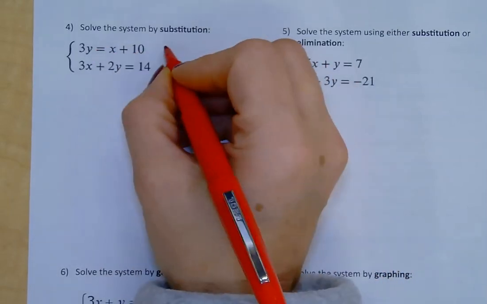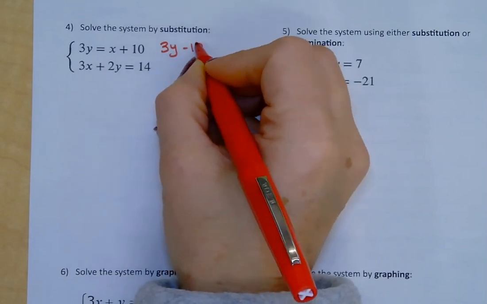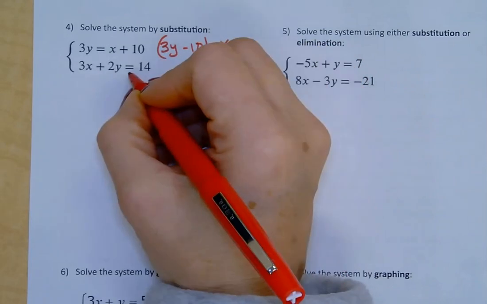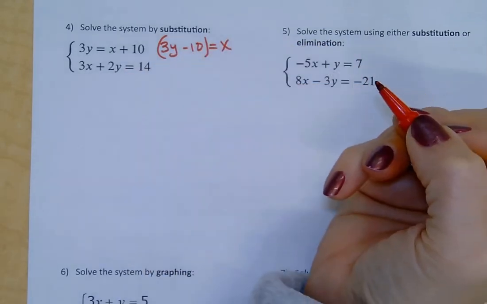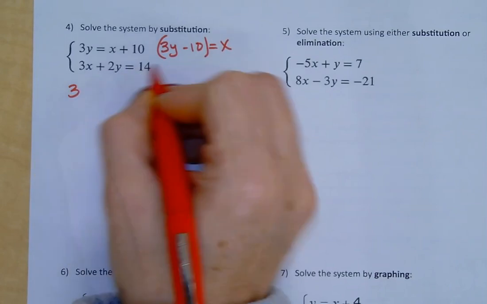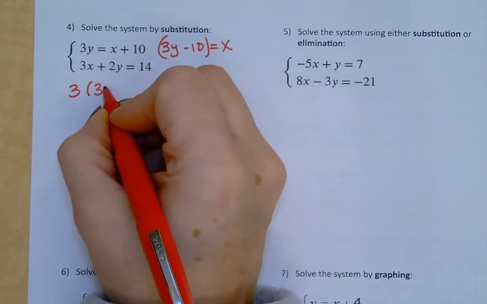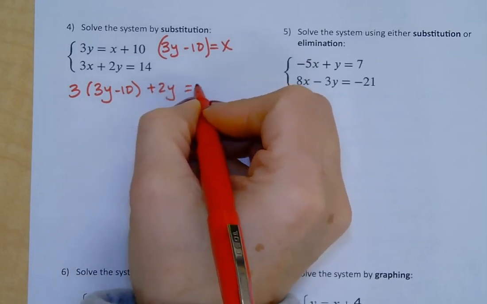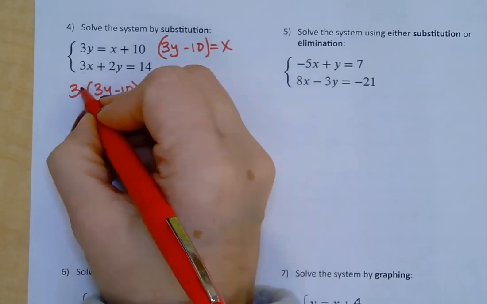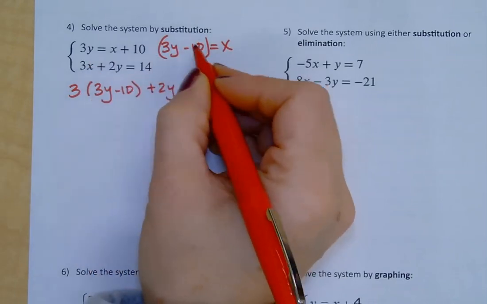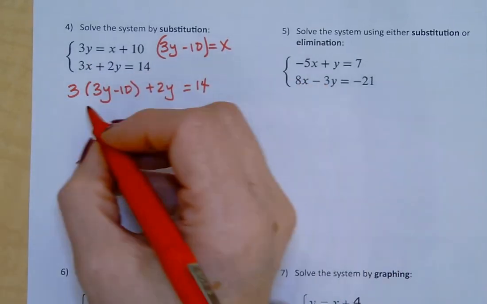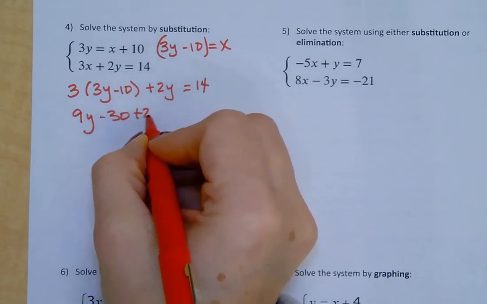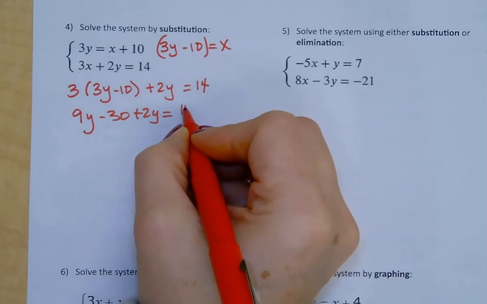So I'm just going to subtract 10 from each side. 3y minus 10 equals x. Now I know all of that equals x, so I'm going to plug it in to the next equation that I haven't used yet. So instead of 3x, I'm going to say 3 times (3y minus 10) plus 2y equals 14. Instead of 3 times x, I know x also equals all that, so I'm just substituting that in. And then I'm going to use the distributive property, so I have 9y minus 30 plus 2y equals 14.